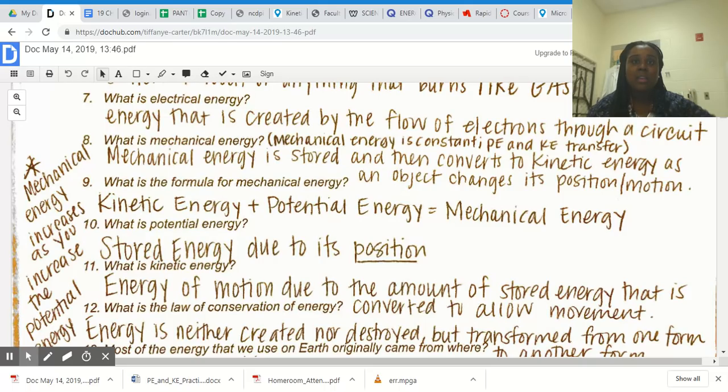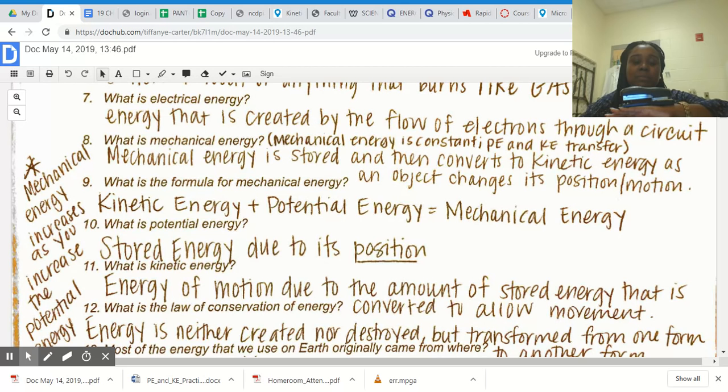When the stapler is sitting here on my hand, it's not moving at all. So it has 100% potential energy. So let's say 20 joules of energy. And it's going to have 0 joules of kinetic energy because it's not moving. So when I add that 20 plus 0, that's going to give me a total of 20 joules of energy. That would be this object's mechanical energy.